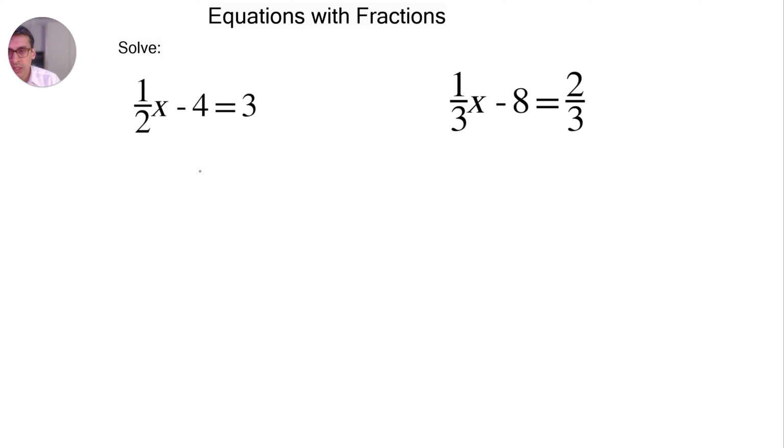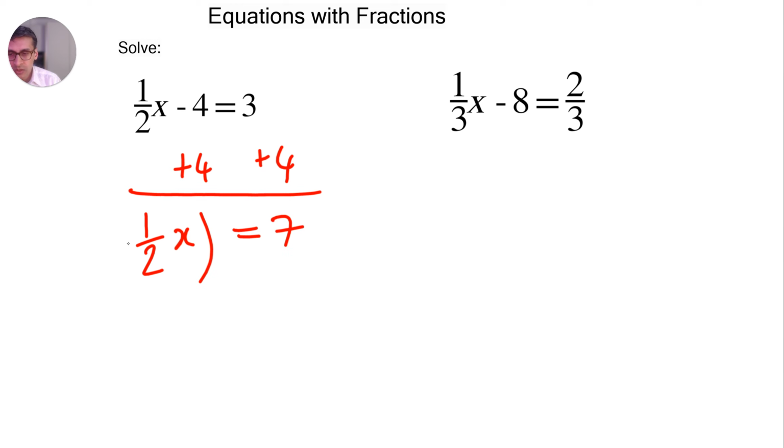So question on the left, we are going to add 4 to both sides. So this becomes 1 over 2x is equal to 4 plus 3 is 7. And then we're going to multiply everything by 2. So this becomes x equals 14.